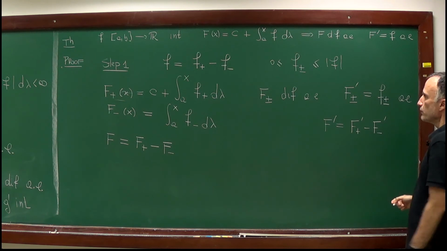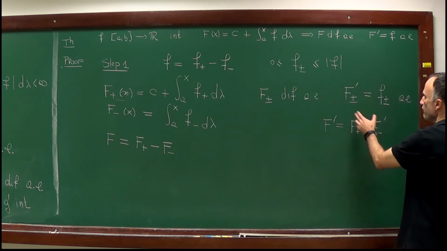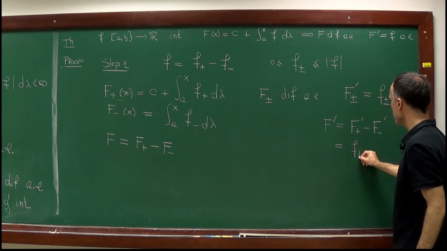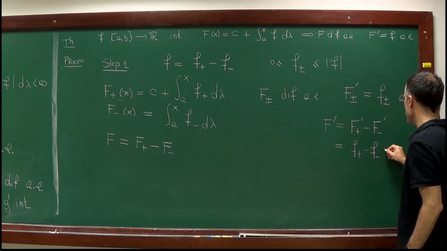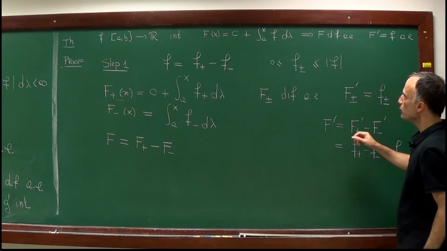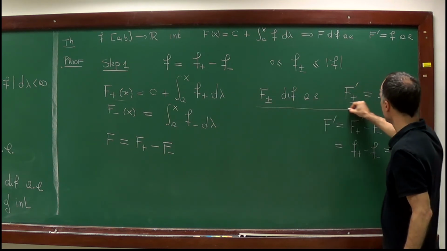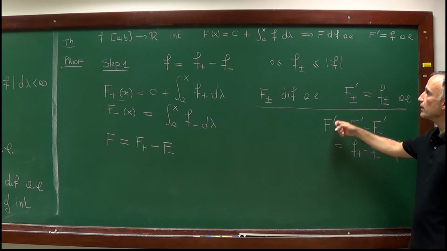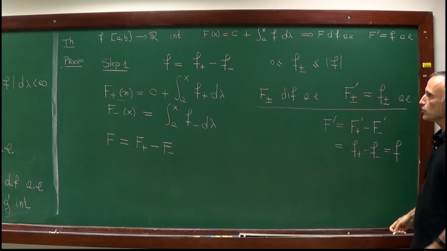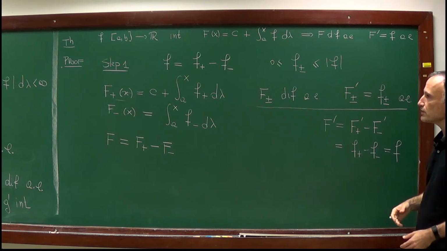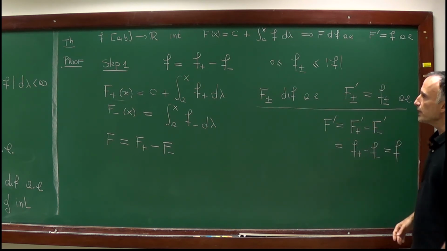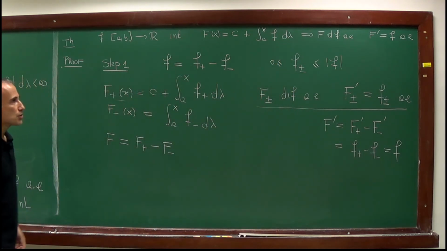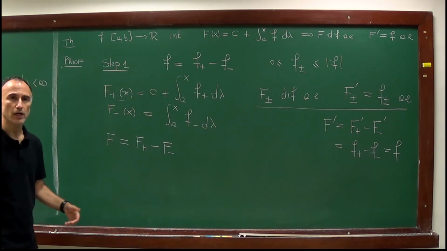Well, if we prove the result for non-negative functions, so we have this identity, f equals f plus minus f minus, and this is f. So if we are able to prove this statement, by linearity we get the full result. So I hope now that you are convinced that in this theorem, it's enough to prove it for functions f which are non-negative. And this is what I will do in the next step.